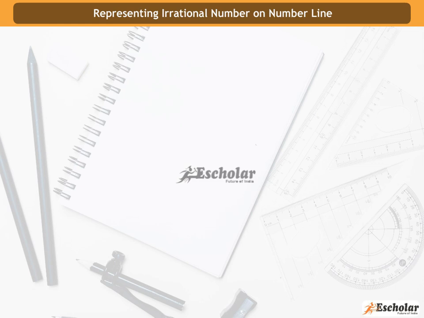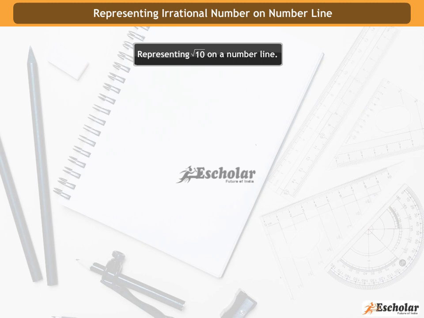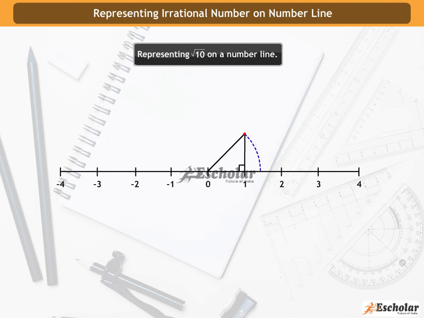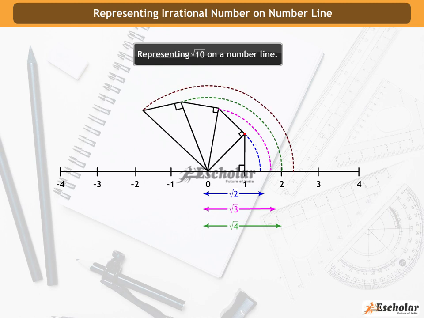Representing irrational number on number line. Let us represent root 10 on the number line. Now one way of doing it would be that we construct consecutive irrational numbers, that is root 2, root 3, root 4 and so on, till we get root 10, but this could be rather time consuming. So we can do this.